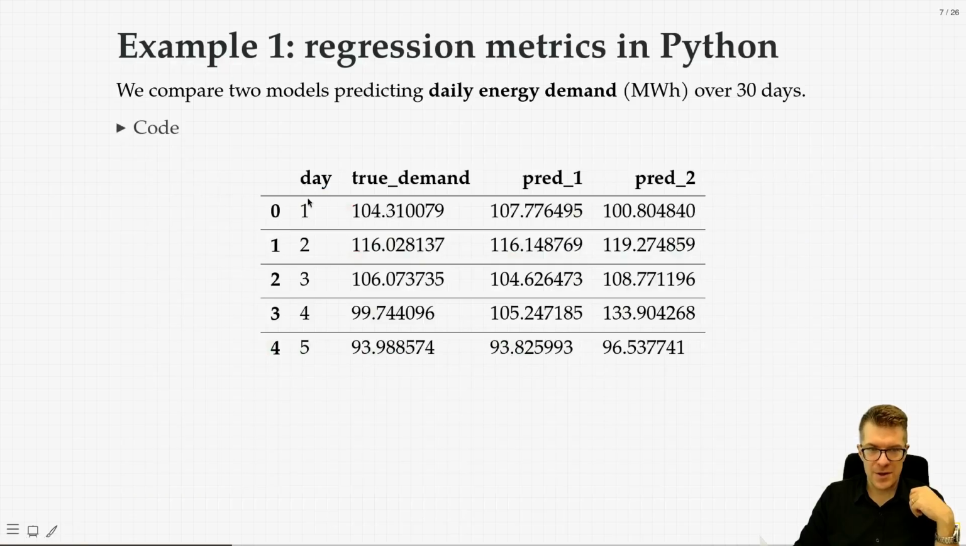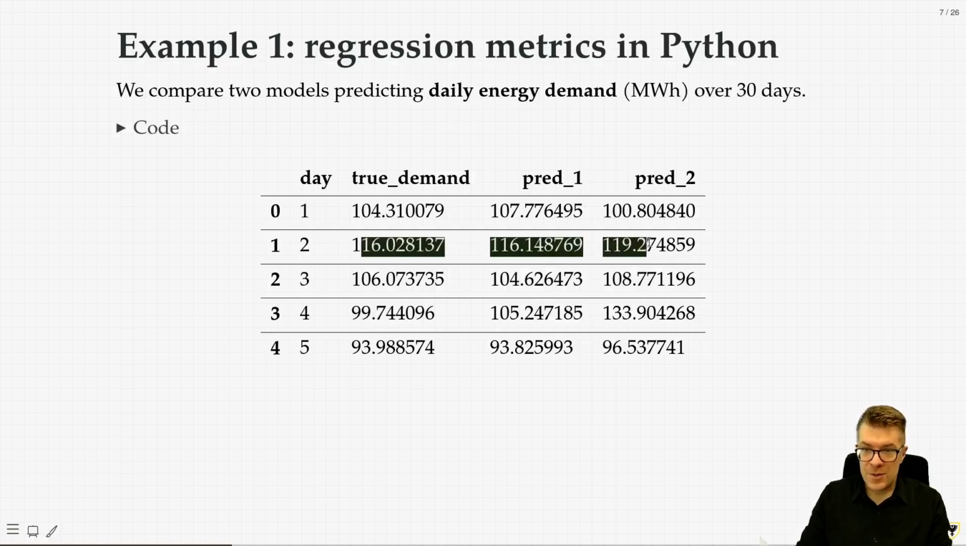And here it is. Okay, so here's our days, here's the true demand, it rises and falls. Here's Model 1, which follows it pretty closely, and here's Model 2, which has occasionally large errors. You can see some of that emerging here already. So on day 1, the true demand is about 104, and both Models 1 and 2 are within 3 or 4 points of that true demand. Line 2 is also similarly very close. Both Models 1 and 2 approximate the true demand fairly well.